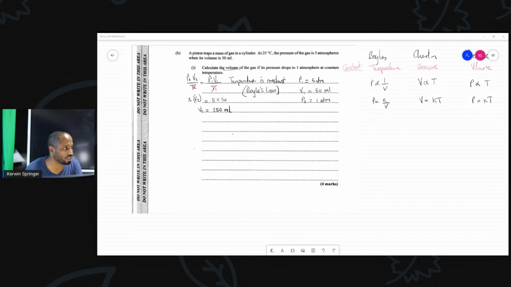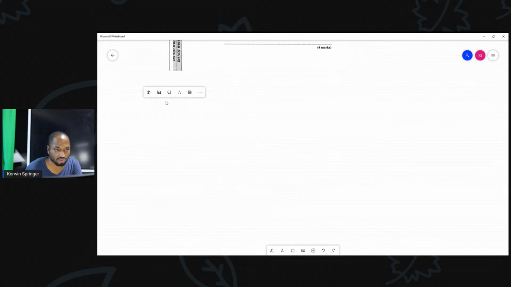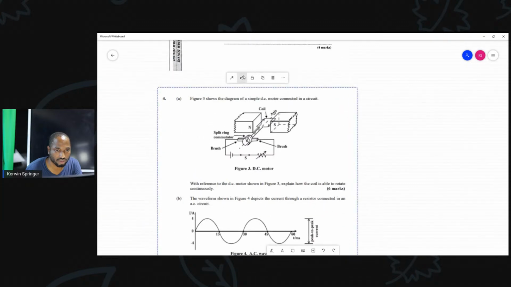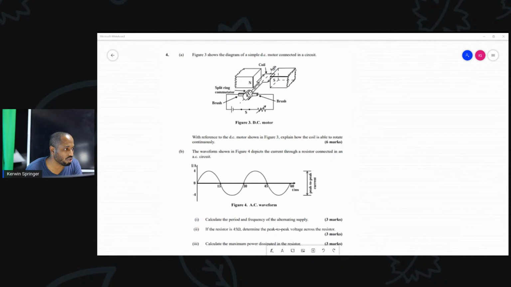All right, let's do the next question. Right, so we have this question here. This question has a massive trick in it. Is this the one with the trick? I don't think this is the one with the trick, but one of these questions comes with a trick. I did it in my class already.